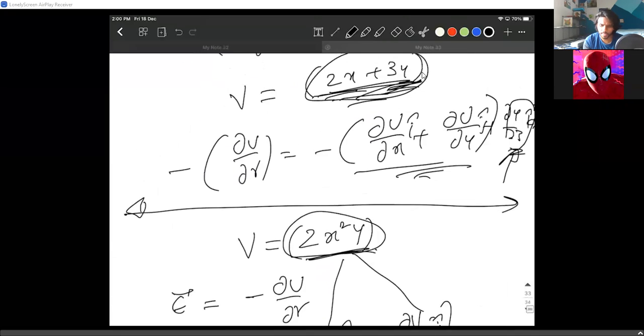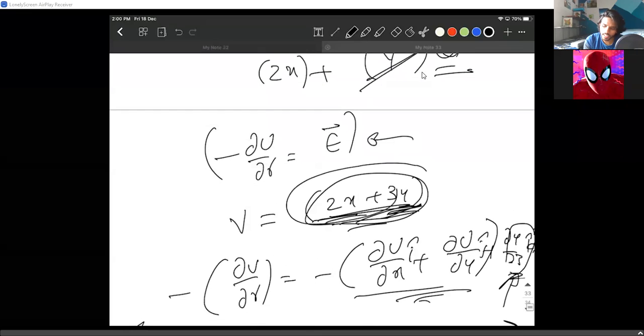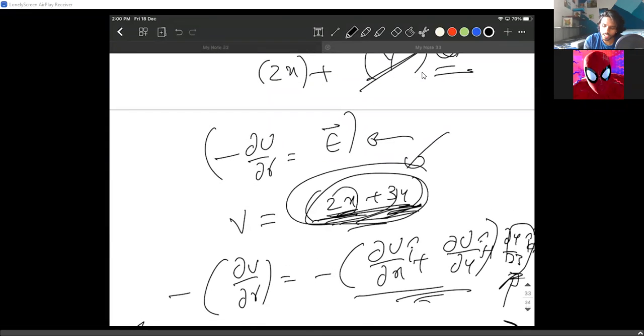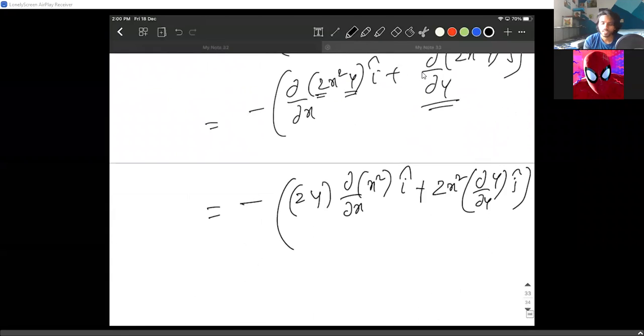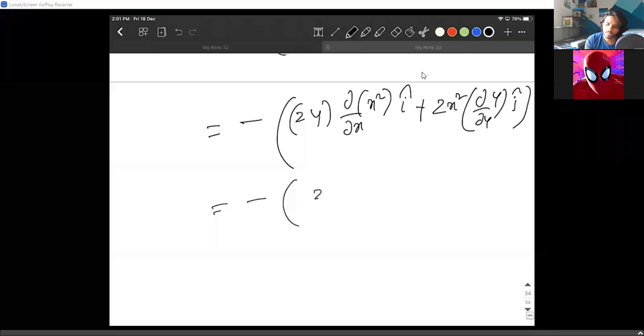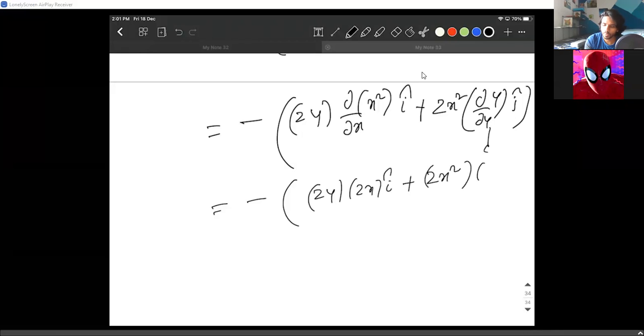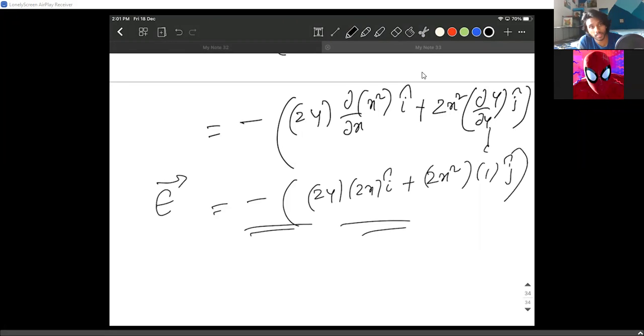We did the same thing yesterday. We only got this part for x and this part for y because the others were constants. So when I differentiate it, I get minus 2y into 2x i cap, and 2x square into this differentiation gives us 1 j cap. So this is the field equation. It looks complicated because the potential equation was complicated in the first place.